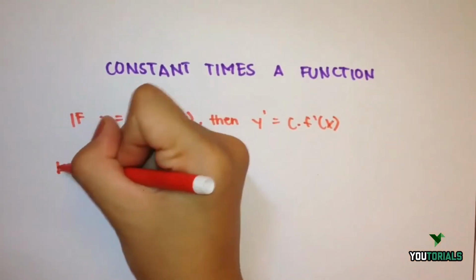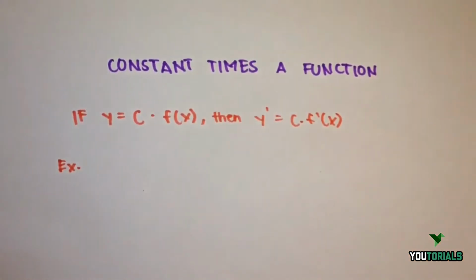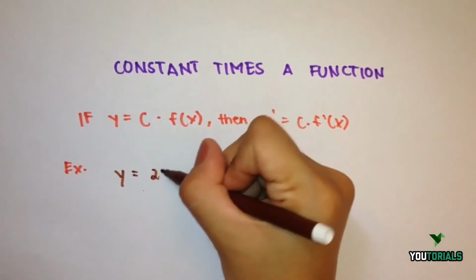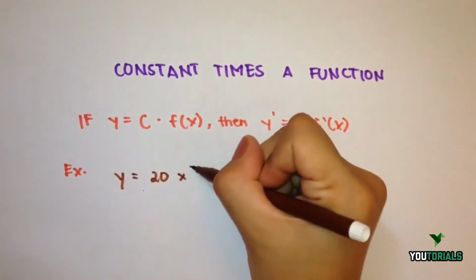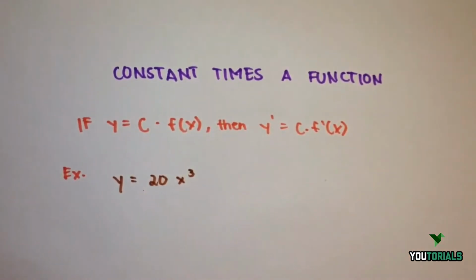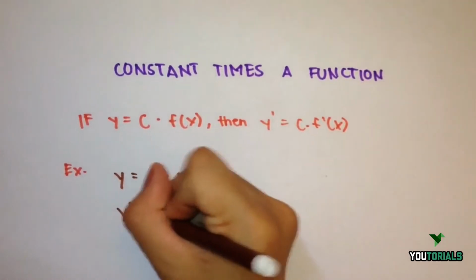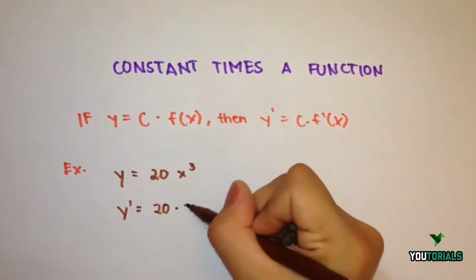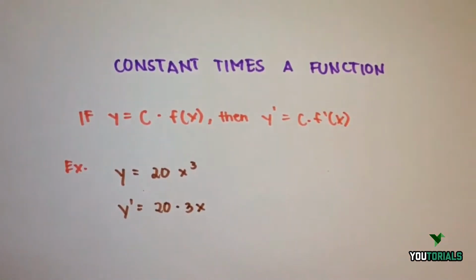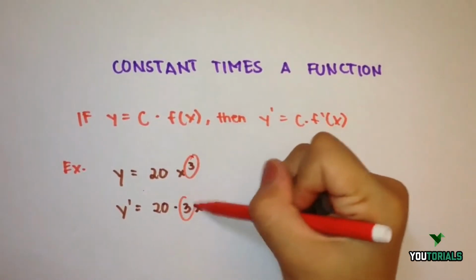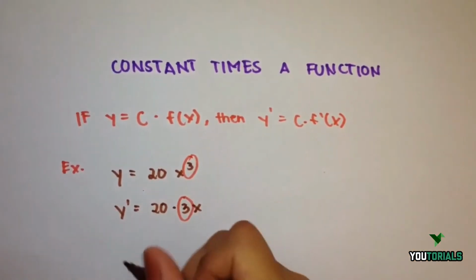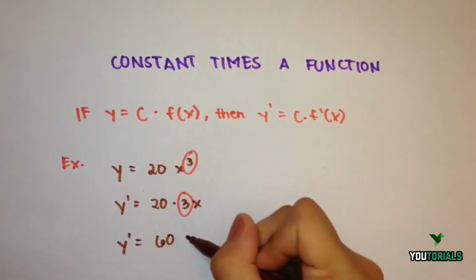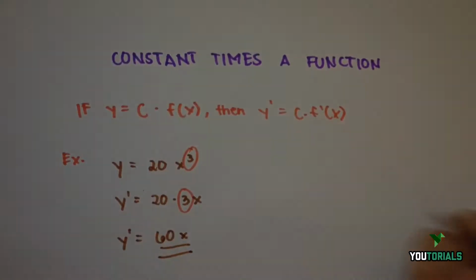Now let me give you an example again. y is equal to 20x cubed. So y prime is equal to 20 times 3x squared. You'll just put down the exponent and multiply it to the constant, so your answer will be y prime is equal to 60x squared. That's it.